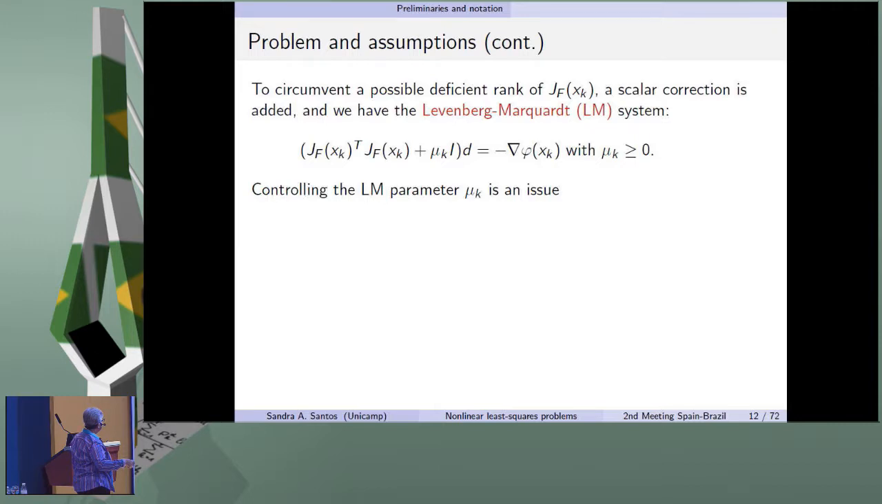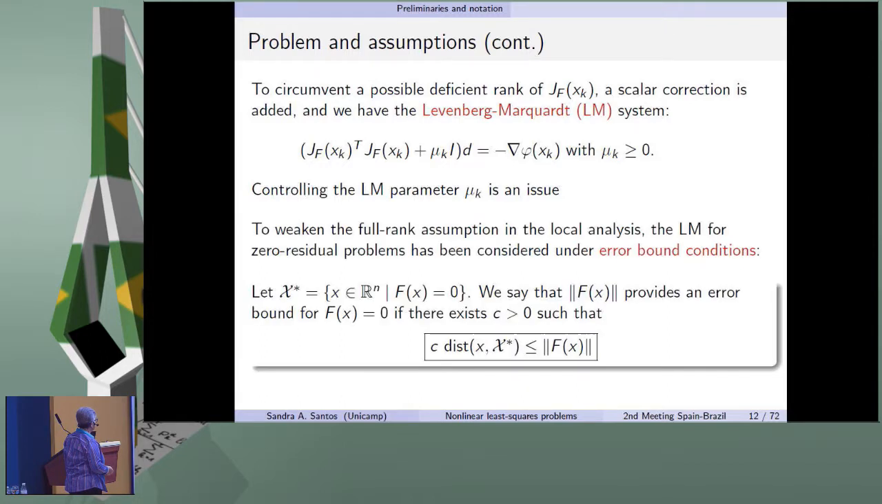And this parameter that performs this damping, this shifting in the eigenvalues, is called the Levenberg-Marquardt parameter. And controlling this parameter is indeed an issue, because if it is too small, maybe we are not controlling the conditioning of the system. And in case it is too large, then the direction might be too much oriented towards the steepest descent direction, and the method is going to be slow.